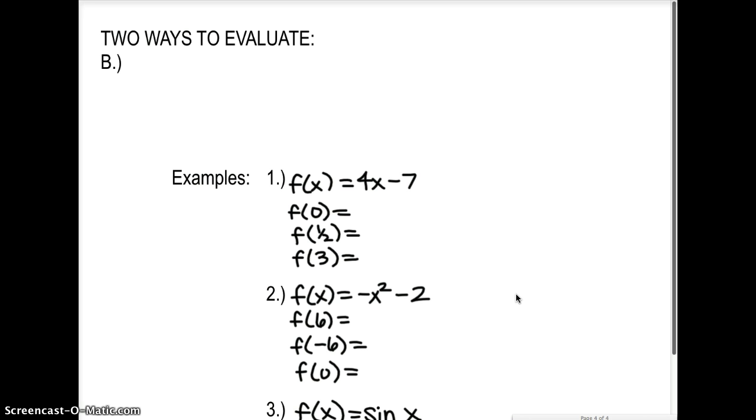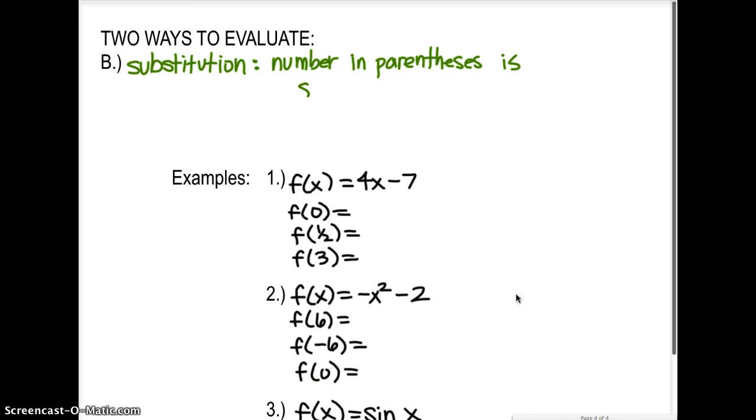The second way of evaluating is substitution, right? The number in parentheses will be substituted anytime we see an x. We are using replacement, so we are substituting. The input, the number in parentheses, is substituted for x. It replaces any x in the original function, okay?